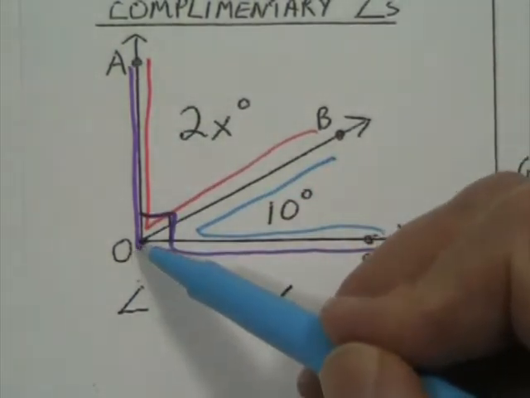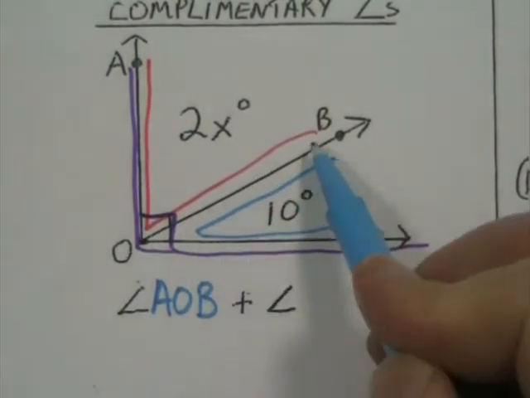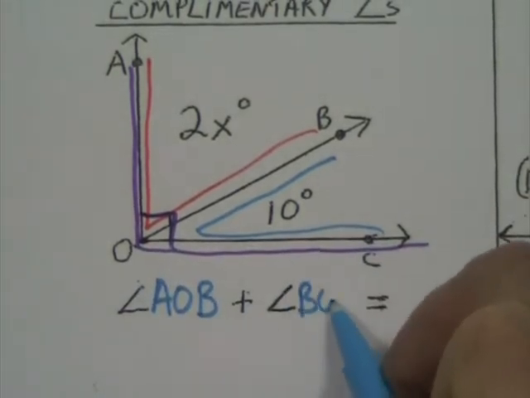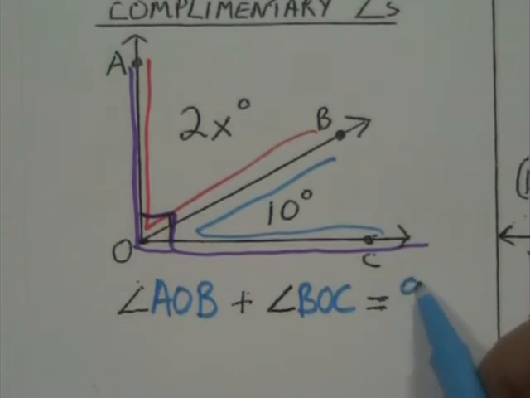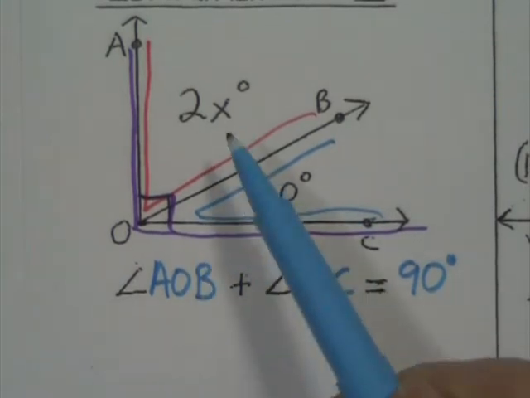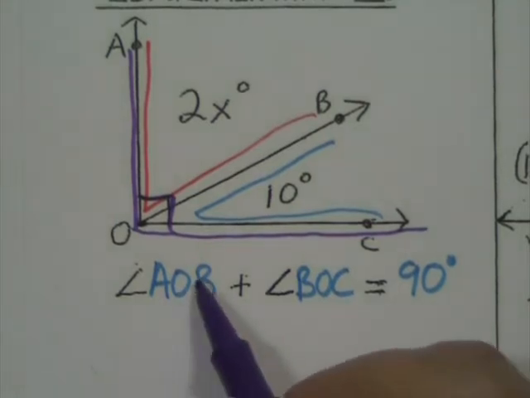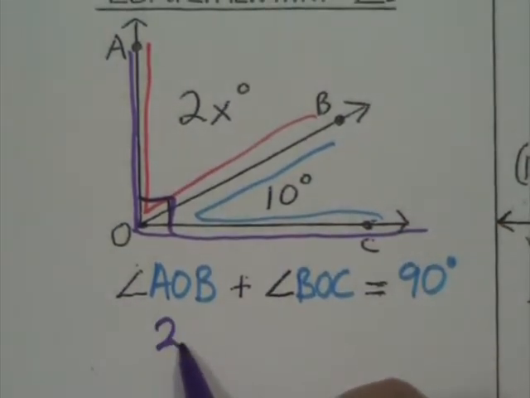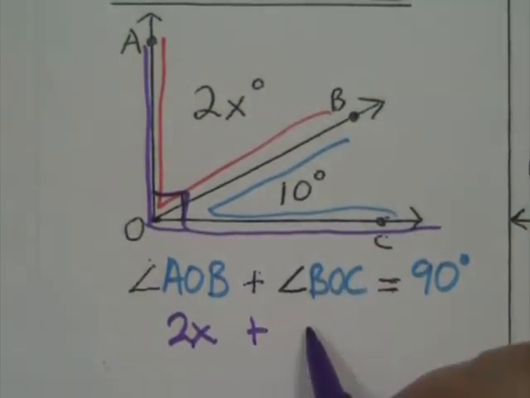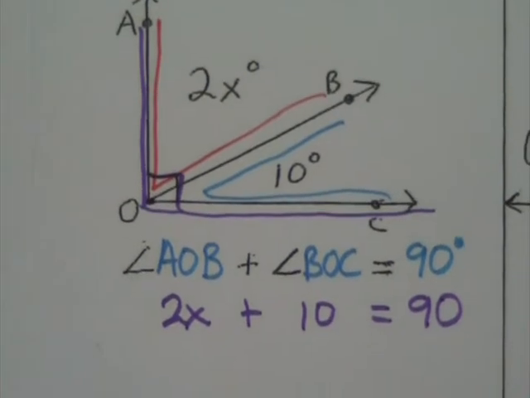So we have angle AOB, this angle right here, plus this other angle, BOC, and together they make 90 degrees. Now let's substitute in the numbers that represent the measurements for those angles. So let's see. AOB, that's 2x, plus BOC, well, BOC, that's 10 degrees. And all that equals 90 degrees.